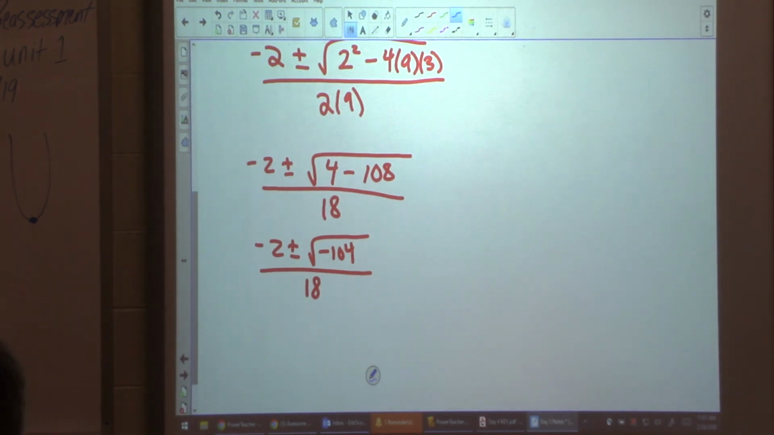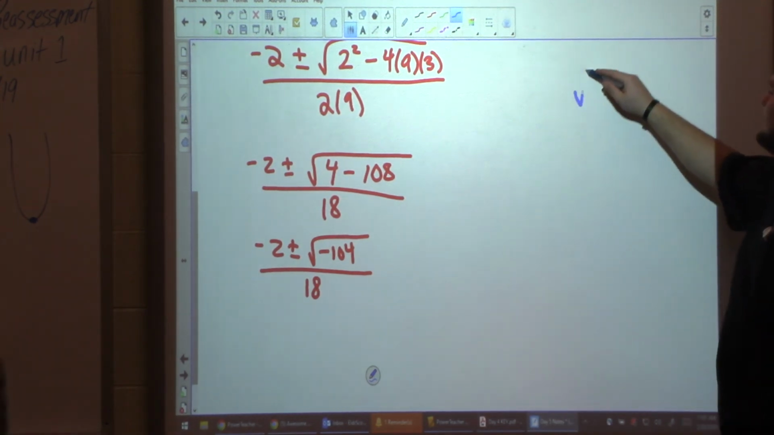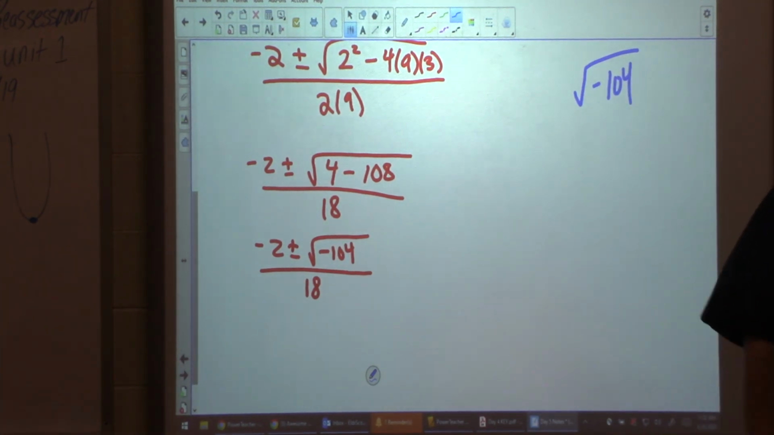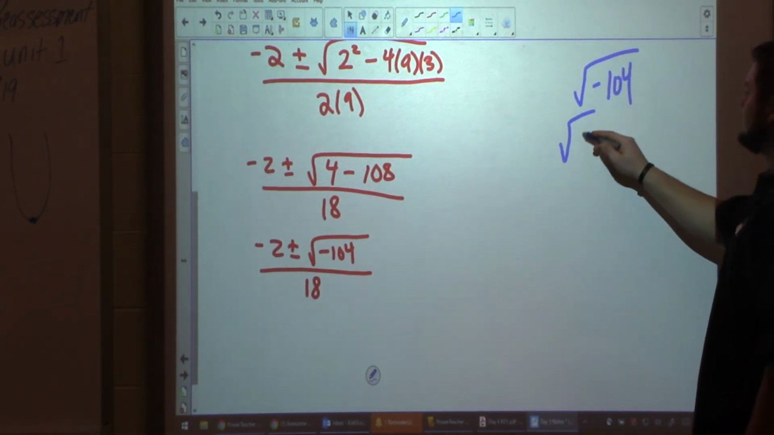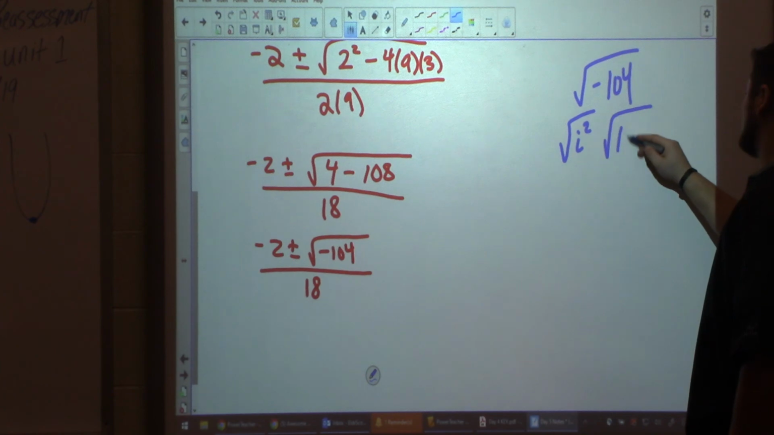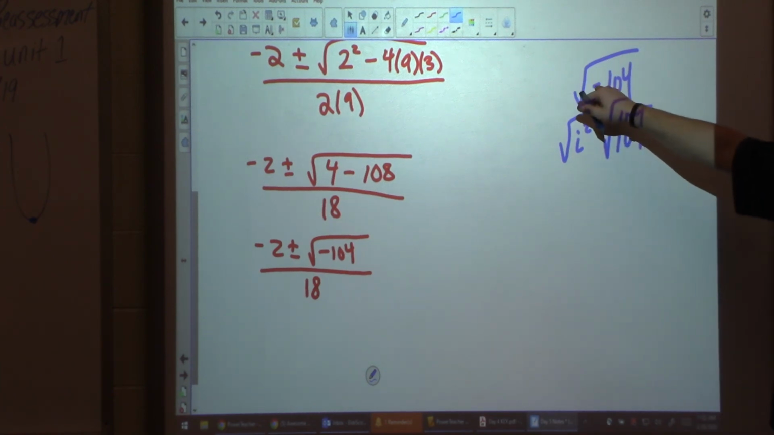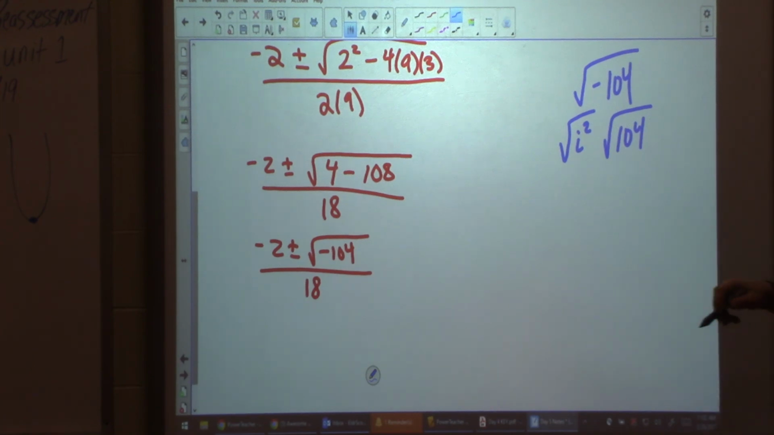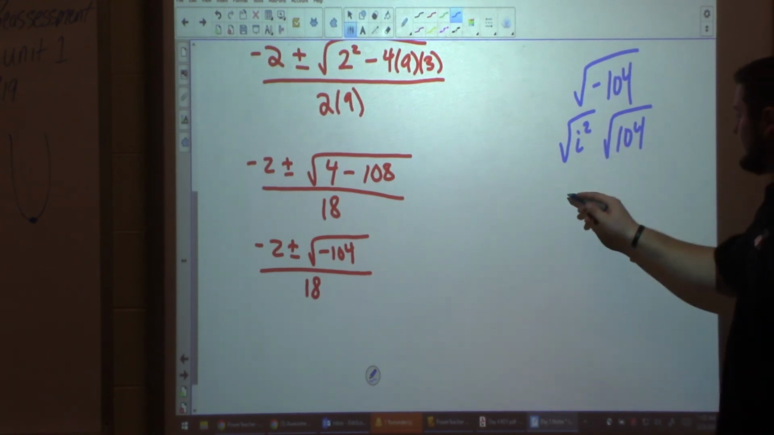No, so we're not just going to take the square root of it, but we need to simplify our radicals. So I'm going to do it off to the side. Imaginary numbers. Okay, when I take the square root of a negative, what happens? It becomes imaginary. We get an i, right? So I'm going to change this into square root of i squared times square root of 104. Because remember, negative 1 times negative 1 equals i squared. Okay. Well, 104, is that a perfect square? No. Is there a perfect square that goes into it though? Yeah, 4.